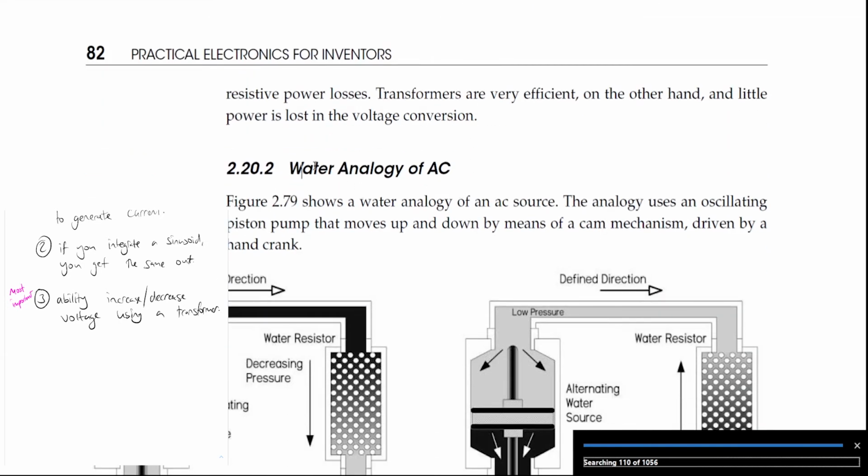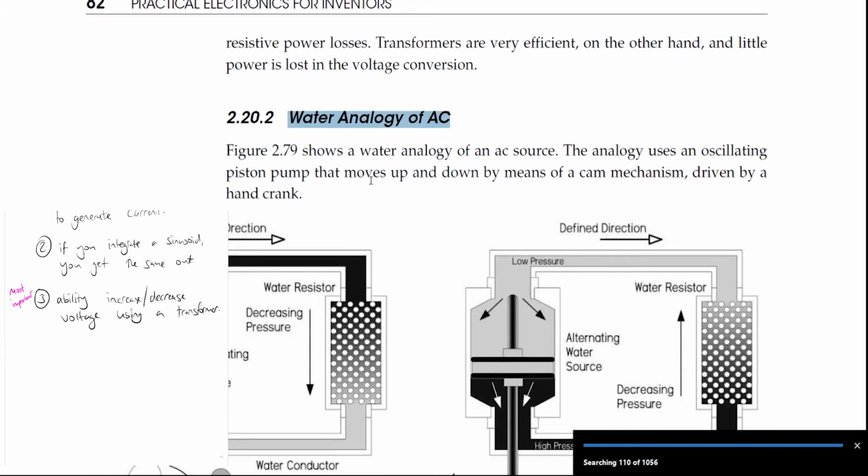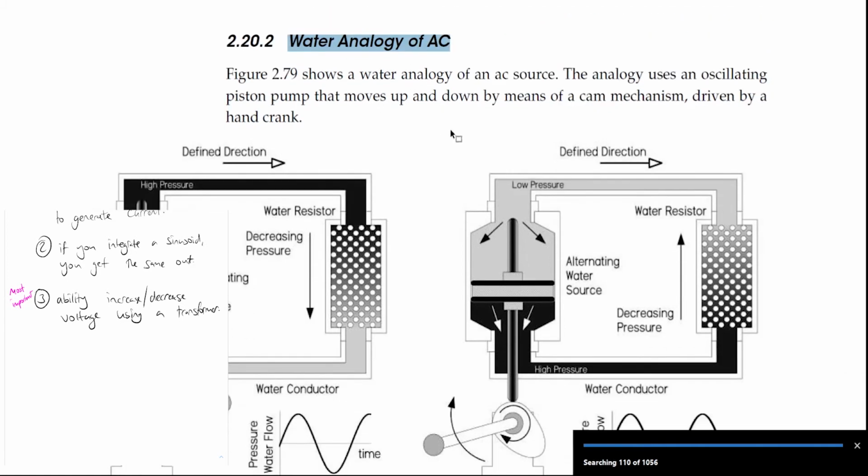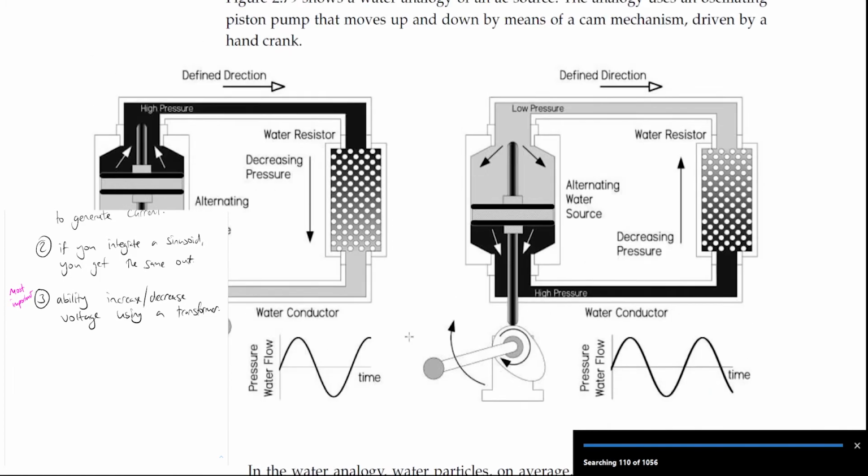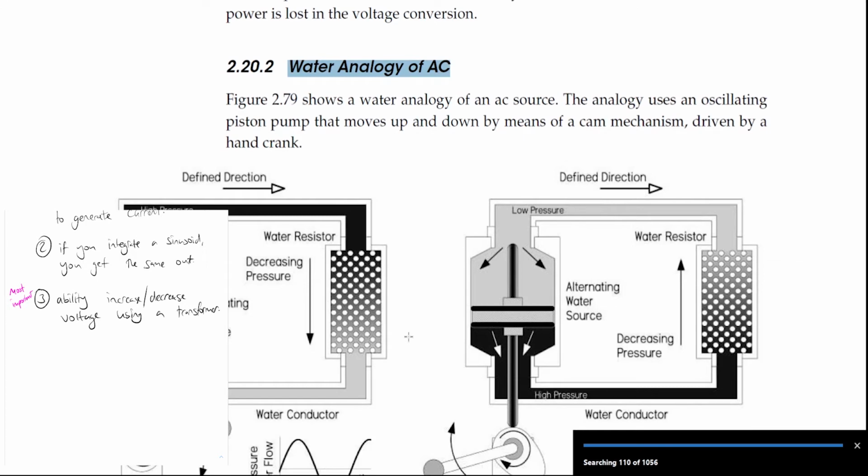Water analogy, love it. Absolutely love it. If you watch any of my other videos, you know I love a water analogy. Everything in electricity should just be explained with water analogies. It works so perfectly. Obviously, I get that it doesn't work perfectly. I'm just saying. So figure 2.79 shows a water analogy of an AC source. The analogy uses an oscillating piston pump. Where's the pump? Yeah, I can't see it. It's probably low down.